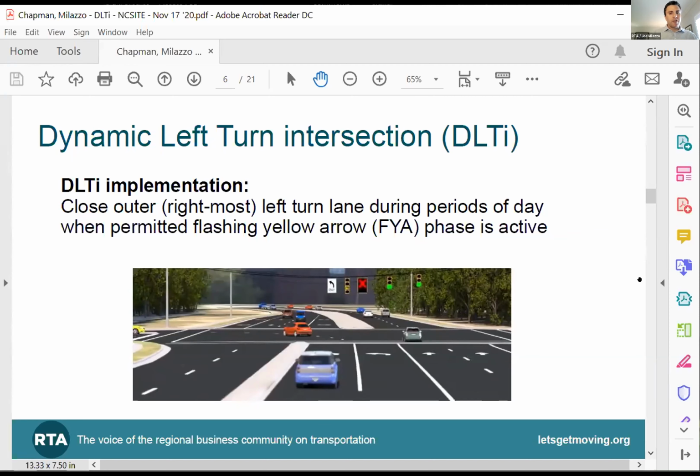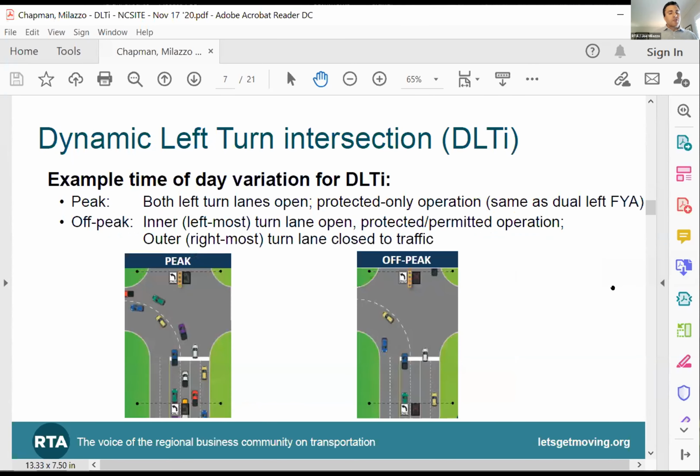I'll switch to the next slide here. So how does the variation go by time of day? And again, credit to NCDOT for these graphics. Similar to the dual left flashing yellow arrow, during peak periods, both left turn lanes are open, protected operation. In fact, that's identical to what you would typically do for a dual left flashing yellow arrow.